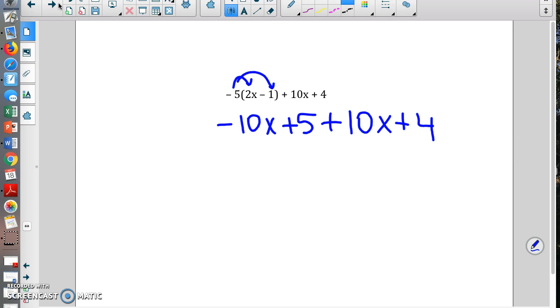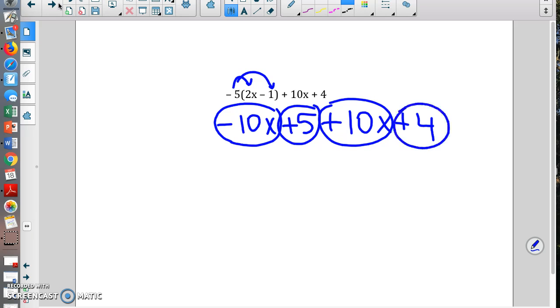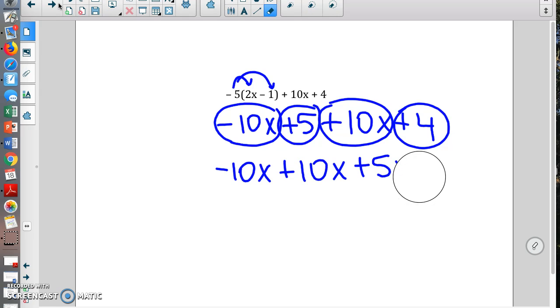Now, in order to combine like terms, we do what we call bubble and move. Inside the bubble is the sign, the number, and the variable. And then we have a positive 5, positive 10x, and a positive 4. So here we have negative 10x plus 10x plus 5, oops, not x, just plus 5, and then plus 4.